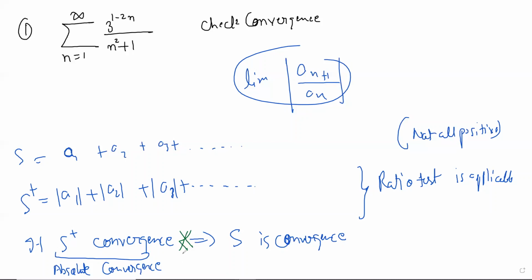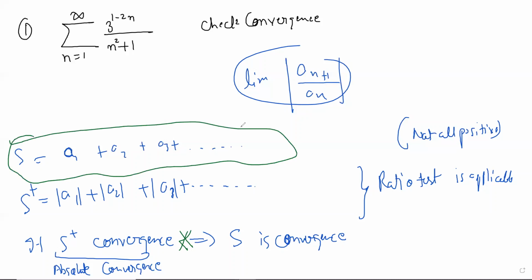S may converge, but when you make everything positive, the new series may not converge. If you make every term positive and apply the ratio test and it fails, you apply the root test and it fails, then you might think that this new series doesn't converge, and it may even be true that the new series does not converge. But from there, you cannot say that the original series did not converge. That is the if thing: if S plus diverges, it does not mean S diverges.